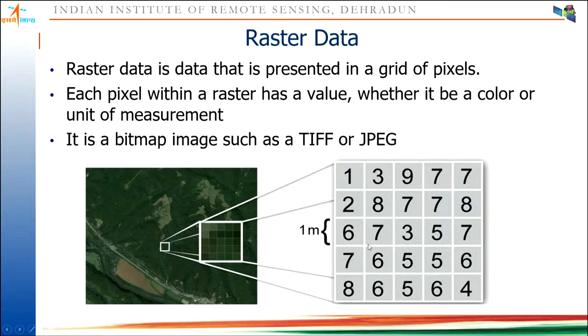Like it can represent elevation also of that surface. So through these things we can represent in raster data. It will be continuous data, and raster data can be in multi-bands also.